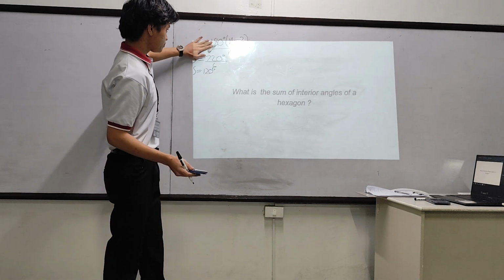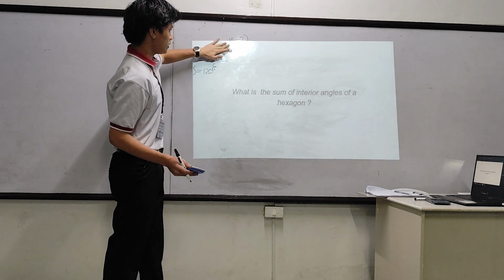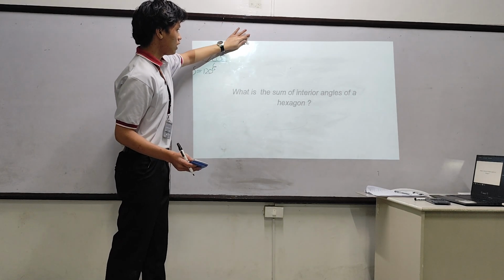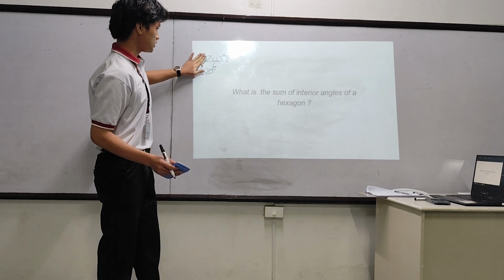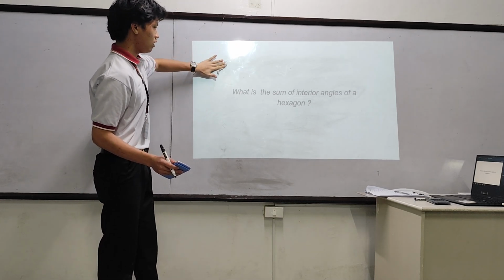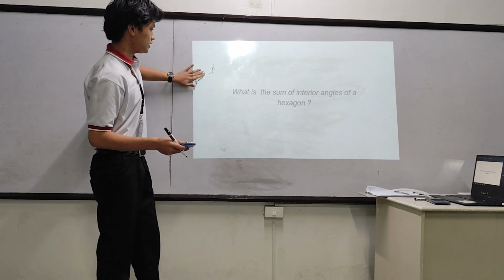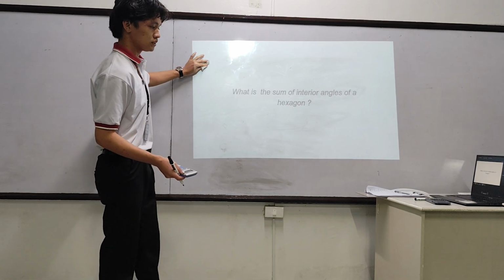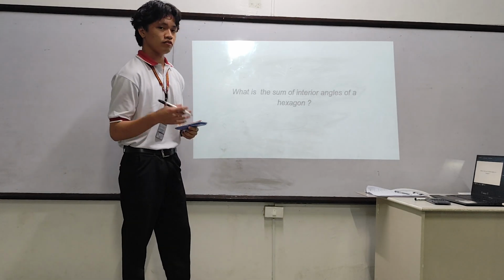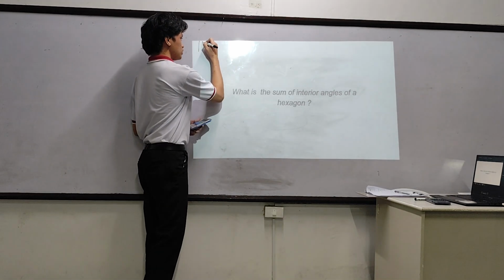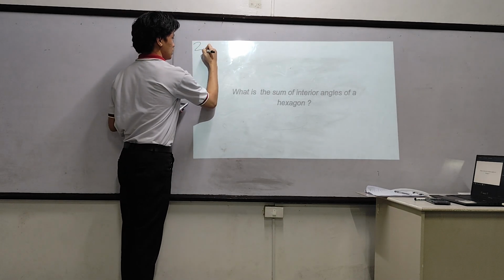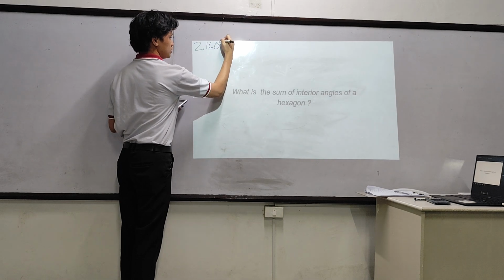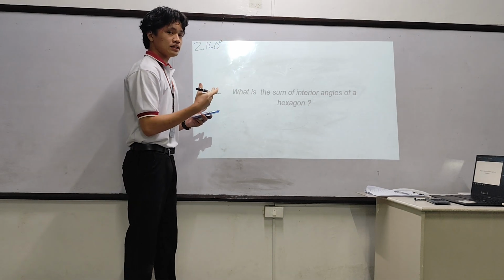Okay. What if you were given not the number of sides of the polygon, but the sum of its angles? I'm going to give you an example: 2,160 degrees. So let's find its number of sides.